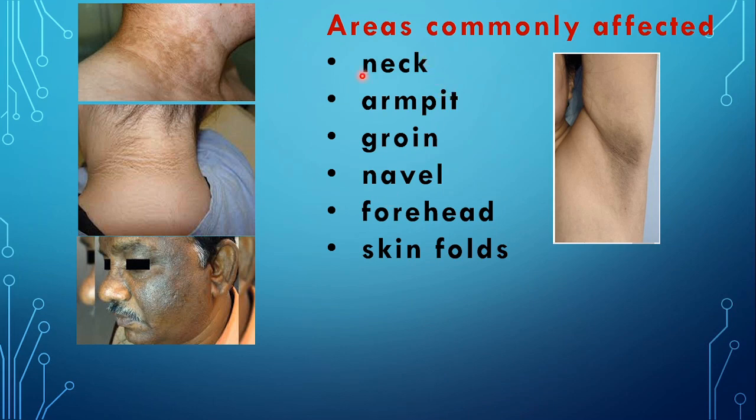Now the common areas: neck, you can see the neck in both the cases, at the back of the neck and on the sides of the neck. Armpit, you can see here, armpit. Groin, navel, it can be even on the face or skin folds. So neck, as you can see in these two pictures, it can be on the face, on the armpit, on the groin or navel. These are the areas commonly affected.